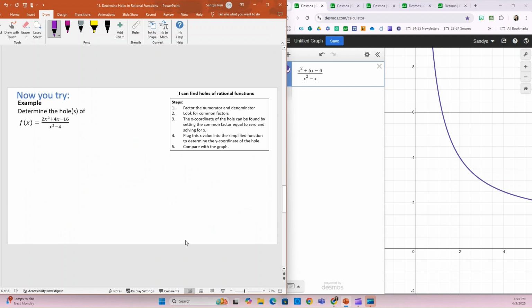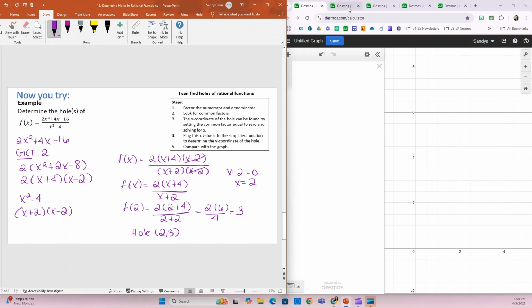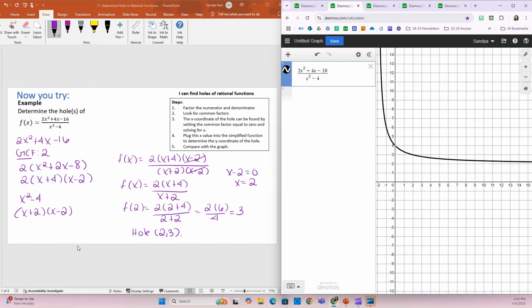So now you can go ahead and pause the video and try determining the hole of this function. So here, when we factor the numerator, we're going to get a GCF. So we have 2 times x squared plus 2x minus 8. So that's going to factor to 2 times x plus 4 times x minus 2. When we factor the denominator, that's the difference of squares. So we have x plus 2 times x minus 2.